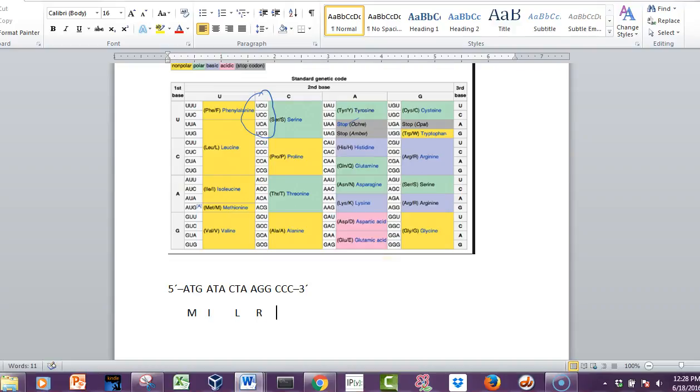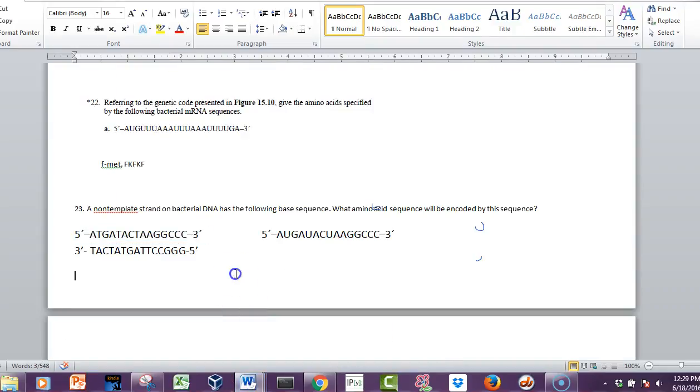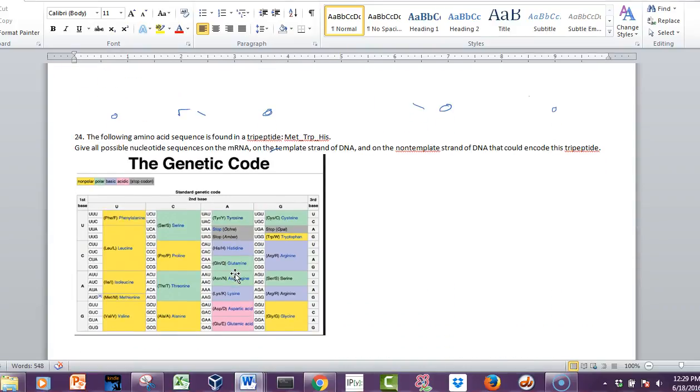Then CCC, I happen to know that one, is proline. So it doesn't really mean anything. And so in this case, they didn't give you a stop codon. They just said just translate this little bit. Easy enough. Then they give you a bunch of other types of things just to kind of get you used to and give you some practice with using the genetic code.